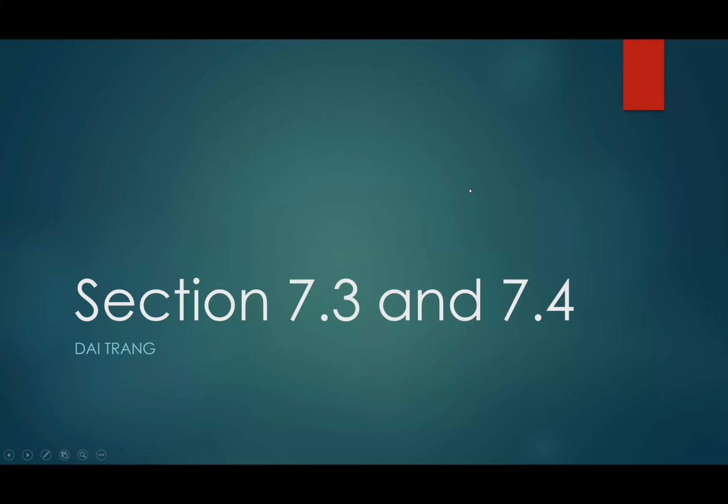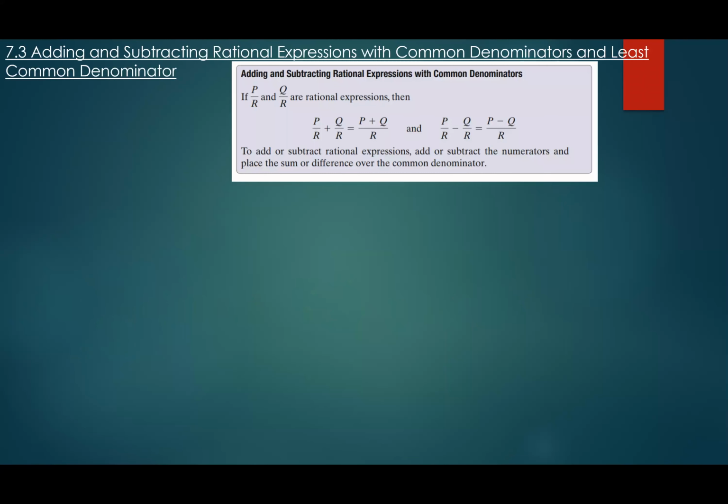7.3 and 7.4. We're moving away from multiplication and division. So 7.1 is simplifying rational expressions. 7.2 is how to multiply and divide. Basically, as a reminder, all you do is factor and cancel, right? The only thing different with division is you have to change it to multiplication and take the reciprocal. Once you do that, everything is the same.